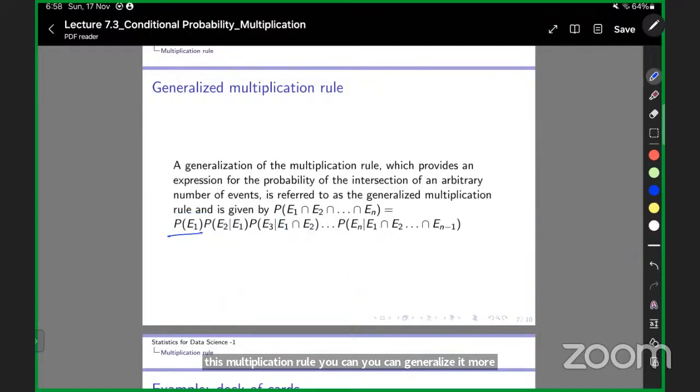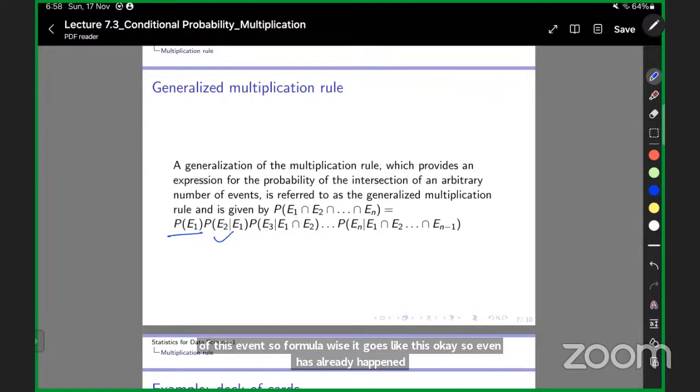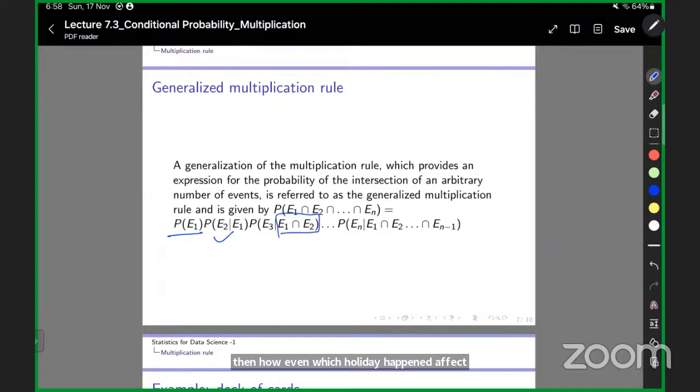So E1 has already happened. Then how does E1, which already happened, affect E2? Then both of them already happened. Then how will it affect E3? Then several of them happen. Then how will it affect my En, right? So that's what it is. And you can see you just have to multiply all of them and you will get the answer, right?